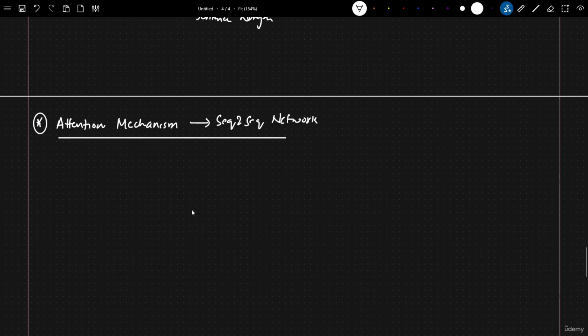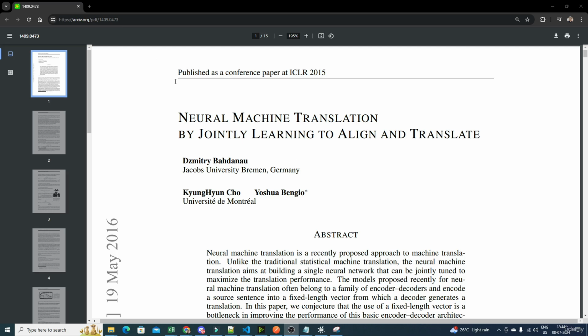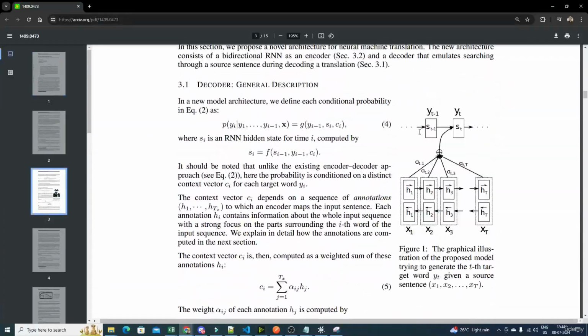Just to give you a brief idea, whenever we have a longer sentence or longer paragraph, along with this context vector that we are passing, we will pass additional context. How do we pass this additional context? We'll see about it. What architecture diagram will be changing, we'll see about it. But just to give you an idea, here is the research paper that we will be discussing: Neural Machine Translation by Jointly Learning to Align and Translate. And over here, if you see this architecture, this is my encoder, this is my decoder. We will be discussing this particular architecture and how it is different from the previous one.